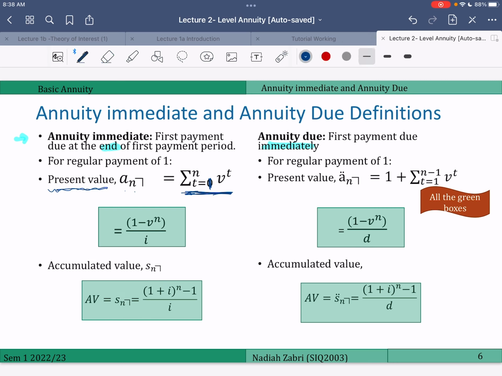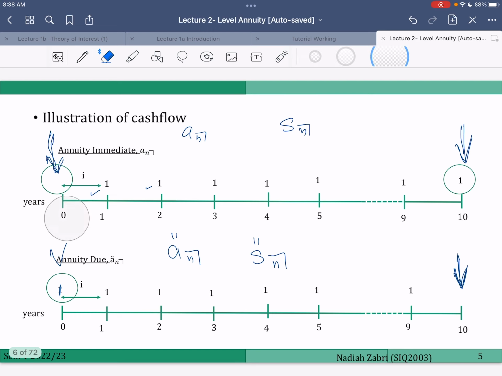Okay, now for annuity due. Annuity due, as I said, the notation is A double dot angle n, and this is the formula on how to calculate the present value of annuity due. So how do we get that? Let's see from this illustration.